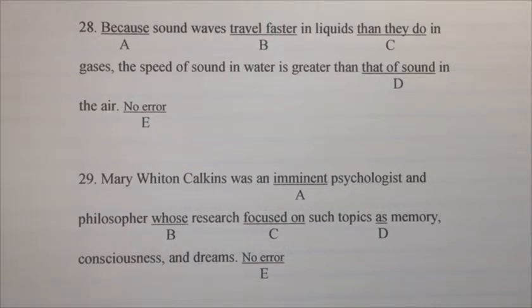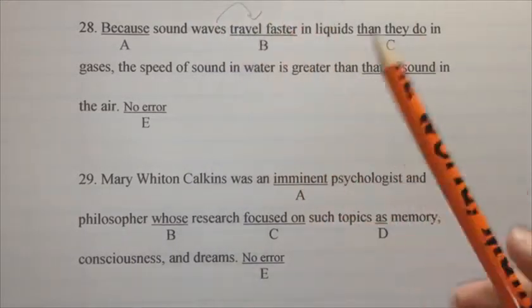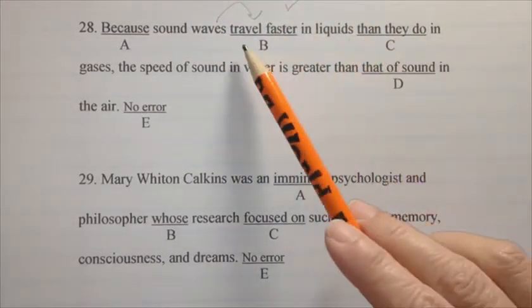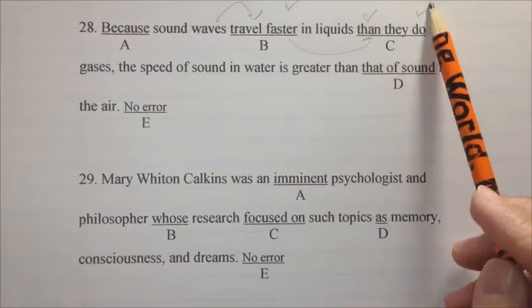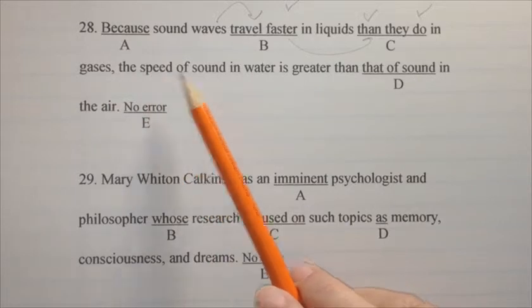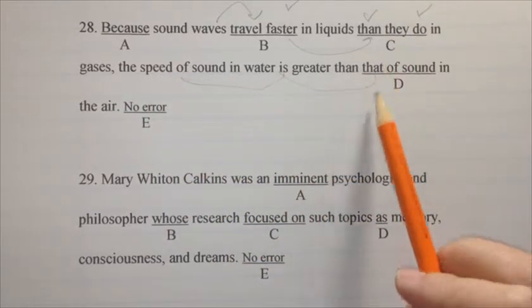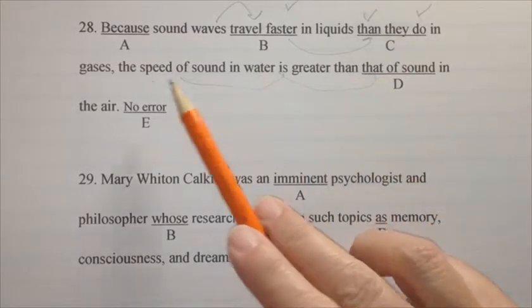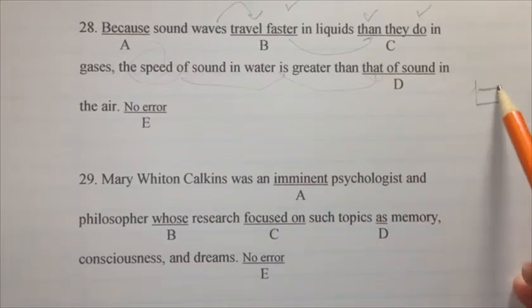Because sound waves travel faster in liquids than they do in gases, the speed of sound in water is greater than that of sound in the air. Okay, because sound waves travel, plural, correct, in liquid, they travel faster in liquids, faster than, correct, than they do, plural, correct, in gases. The speed of sound in water is greater than the speed of sound in the air. That, right, than the speed of sound in the air. That's correct. So E.